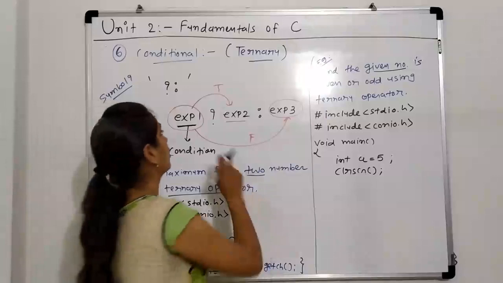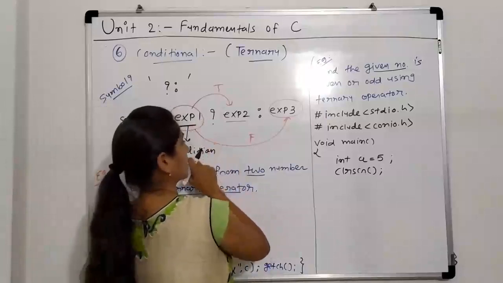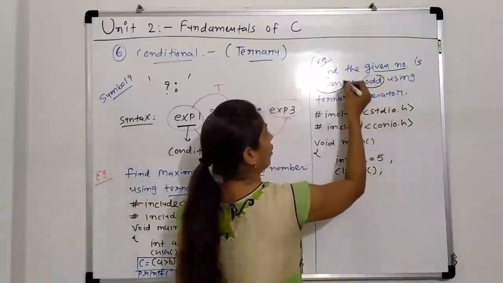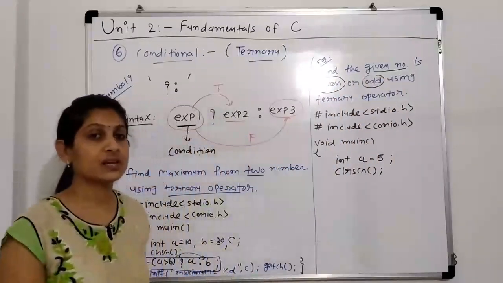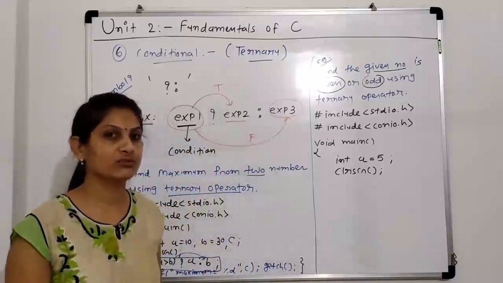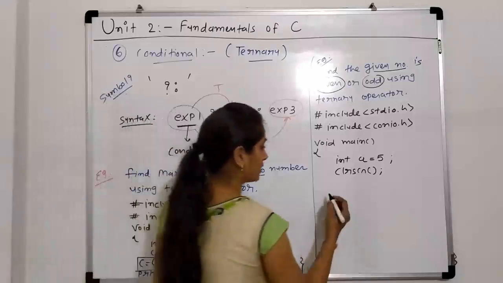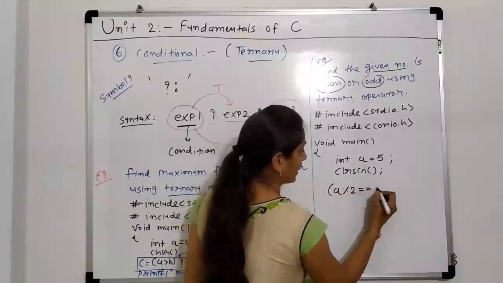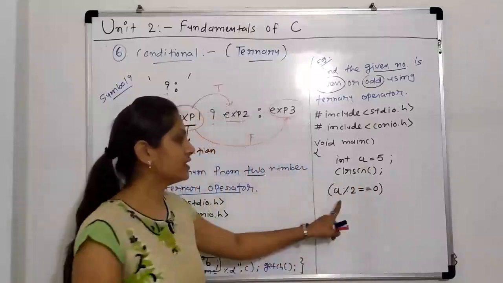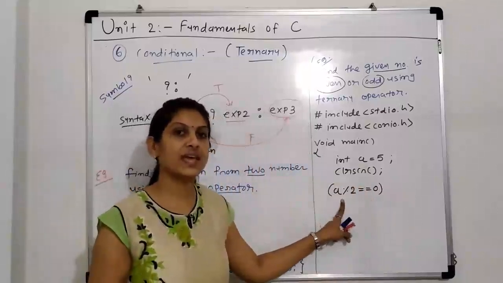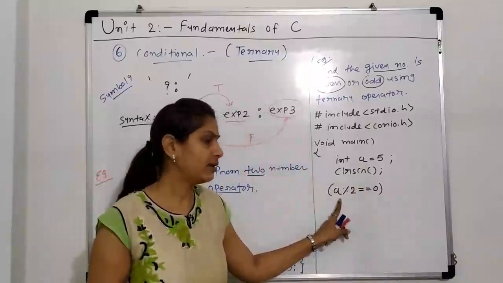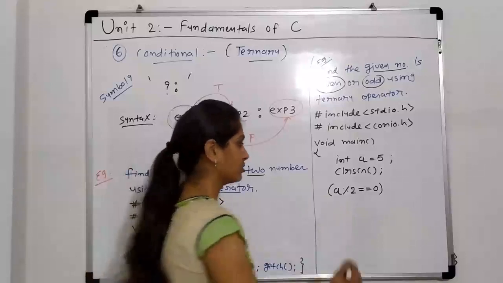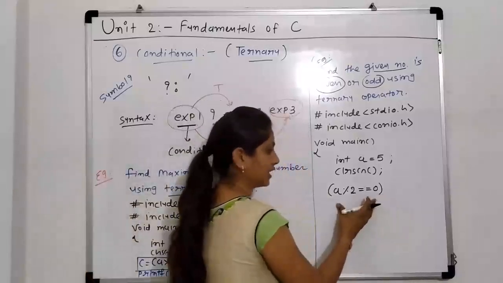So here in the ternary operator, first is the expression, that is our condition. So what is the condition for checking even and odd? We already discussed it in our algorithm and flowchart part. The condition is: a modulo 2 equal 0. If this is true, it indicates a is an even number, and if it is false, that indicates a is an odd number. Clear? So this is my expression 1, that is the condition.